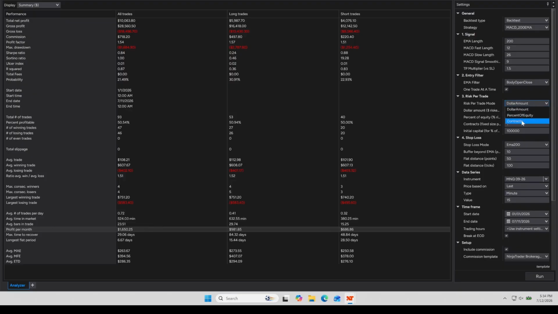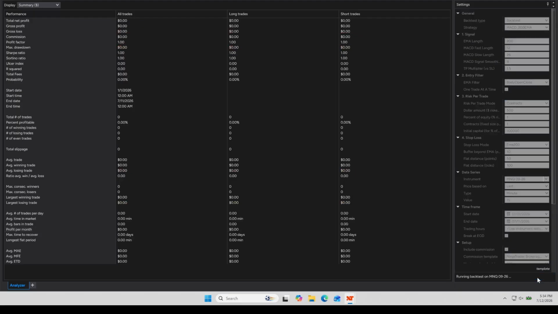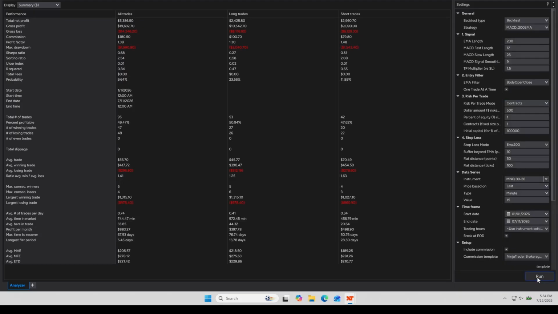You can do the same thing with contract size. Say you only want to take one contract. If you take one contract alone, let's see what that would give. That's also not that bad. It is a good strategy overall. Depending on how you want to approach it, you can play around with it.